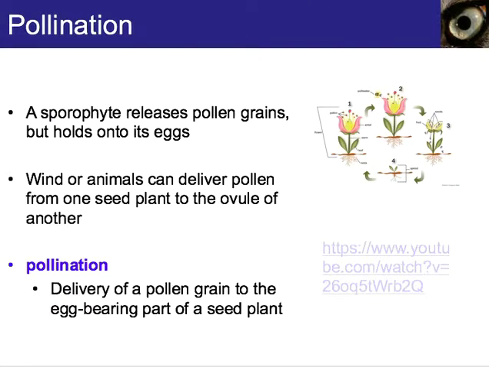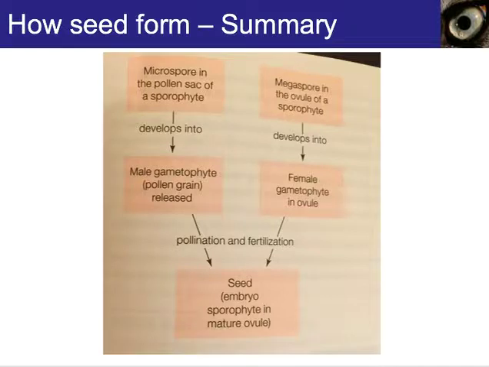So what happens is a plant is going to release pollen grains, but it's going to hold on to its egg. The egg hangs out on the plant while it releases its pollen into the air. Wind or animals can deliver pollen from one seed plant to another, and when that happens, it is called pollination: the delivery of a pollen grain to an egg-bearing part of the seed plant, which will lead to fertilization.